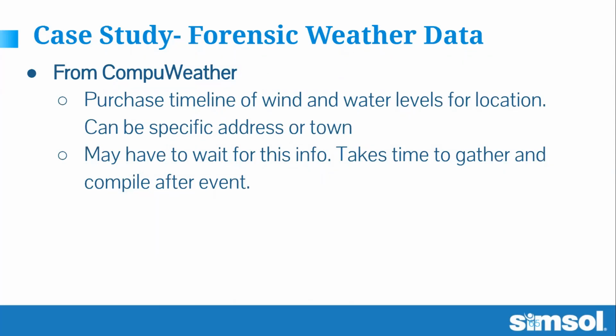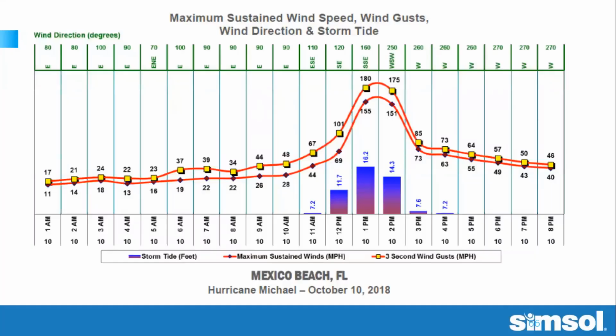Now, we've got to have a timeline because obviously, which came first, the chicken or the egg? Did the flood happen first? Did the wind happen first? These can be specific to an address or just a location. The problem with this, it takes time to get this information. If you're out there 3, 4, 5 days after the storm, you're not going to have this. It takes about 4 to 6 weeks for CompuWeather to generate all the information, to compile all the USGS field reports, all the NOAA data, all the wind data from everywhere around, and try to put together a what-happened scenario. And this is what the product looks like when you get it.